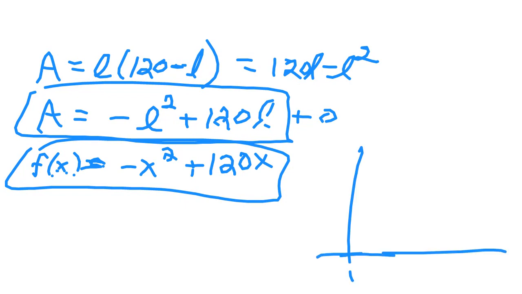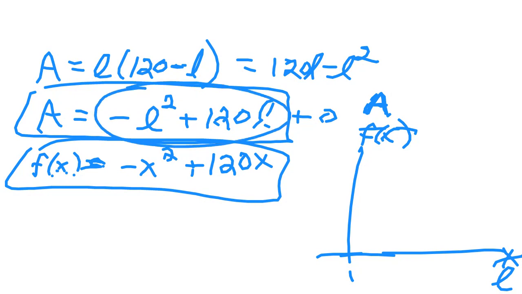Okay, so here would be the X and F of X axis, right? But instead of X and F of X, what do we really have? We have the L and A axis, or A of L axis. So L is your input, and area is the output. And I could graph this here. Of course, what is this? This is a parabola. Which way does it open? It opens downward because the leading coefficient is negative.